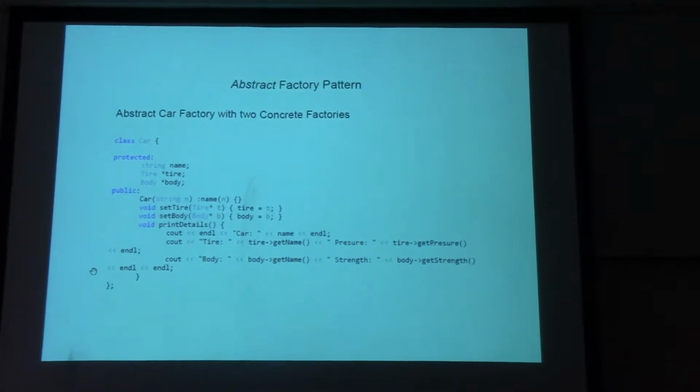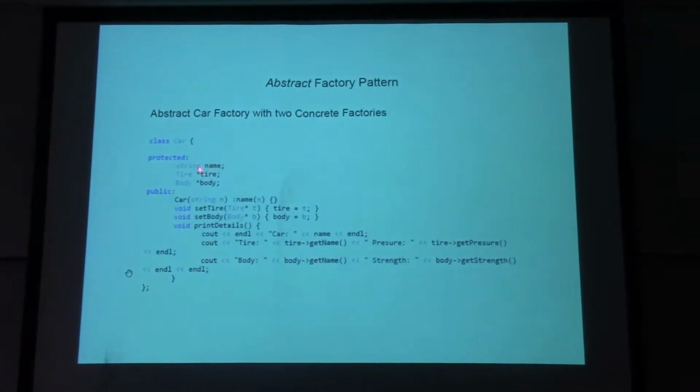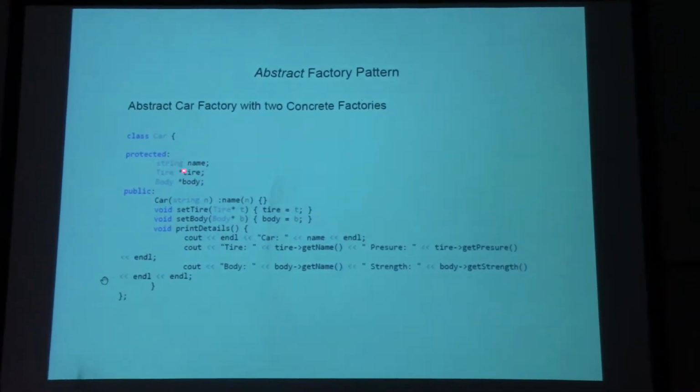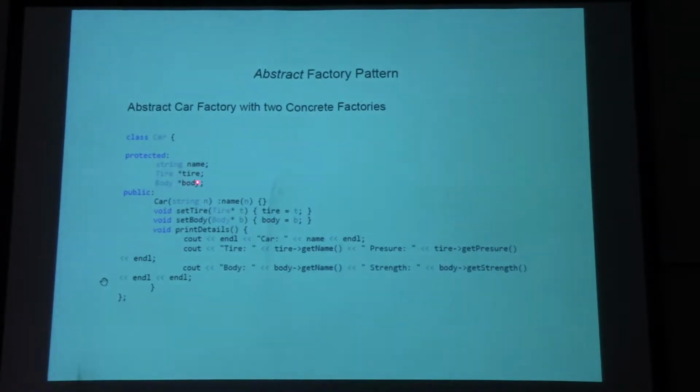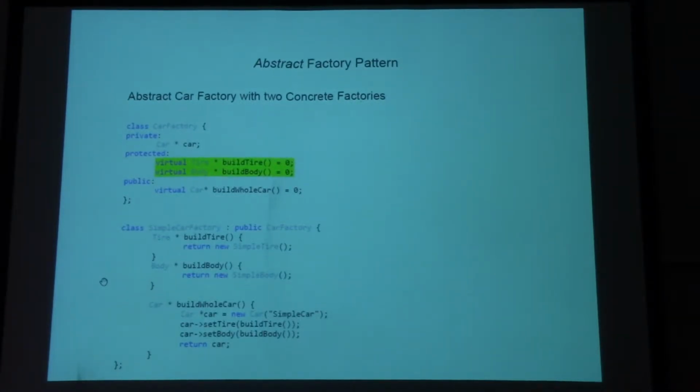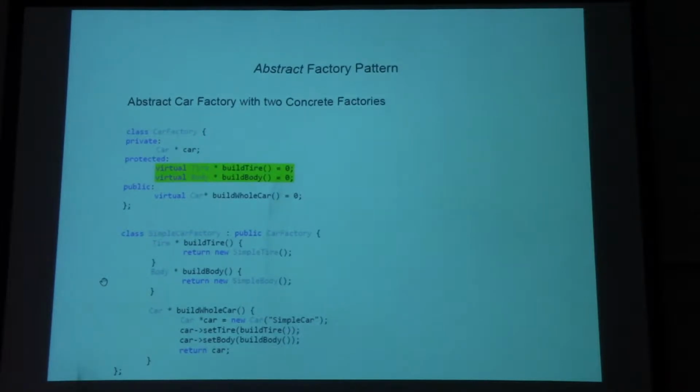So again, you can see that this car can be constructed by having, you can stick in a luxury tire or ordinary tire, same thing here, regular body or a luxury body, okay? And so now we're going to go to the car factory. So the car factory, here is our very first abstract class, and it's an abstract factory class.